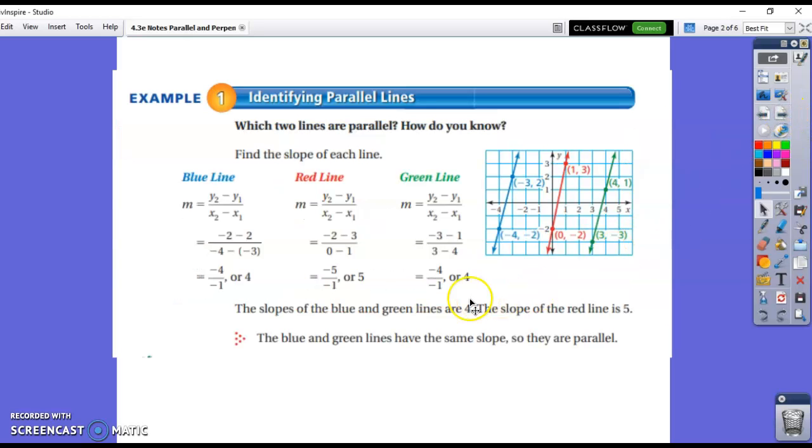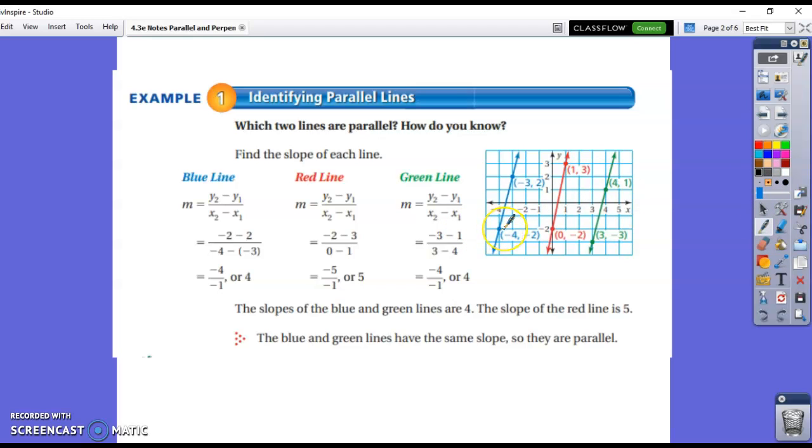So let's go ahead and take a look. Identify parallel lines. Which two lines are parallel? How do you know? For the blue line here, they use y2 minus y1 over x2 minus x1. And you can certainly do that because they give you 2 points on the line: -4, -2, and -3, 2. However, I like to just count from dot to dot and use it that way.